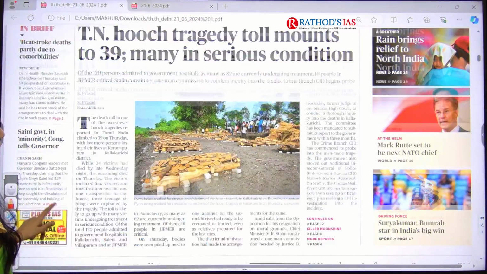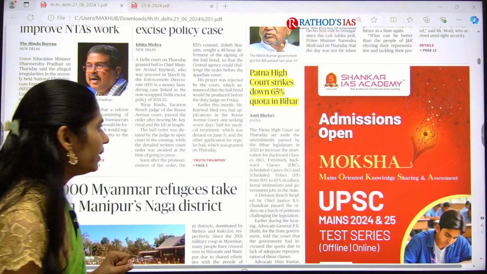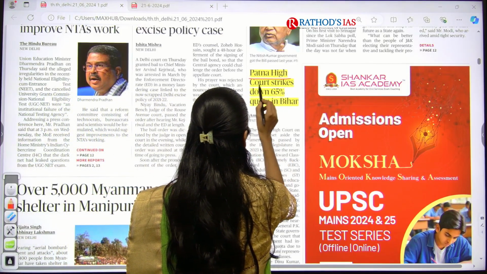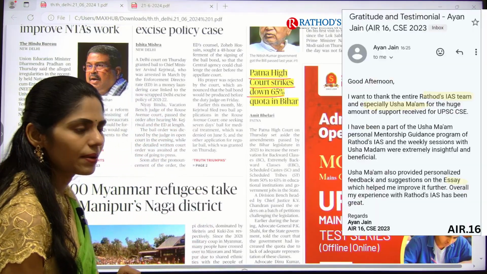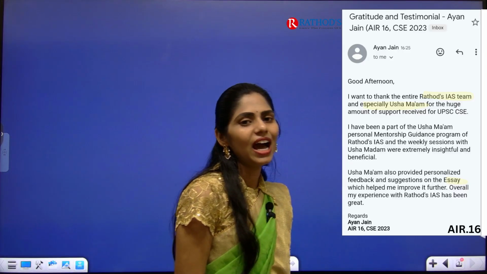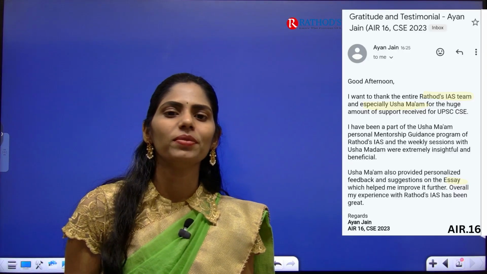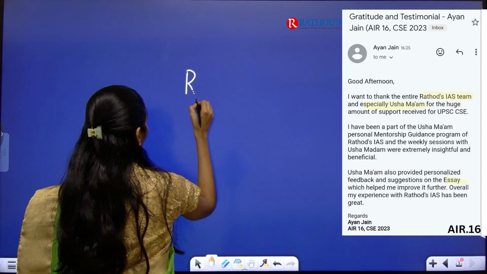Clear? And if you move on, in the same front page I found one more article: Patna High Court strikes down 65% of quota in Bihar. Recently, we know that Bihar state came up with a socio-economic caste census, right? So now let us talk about this topic.